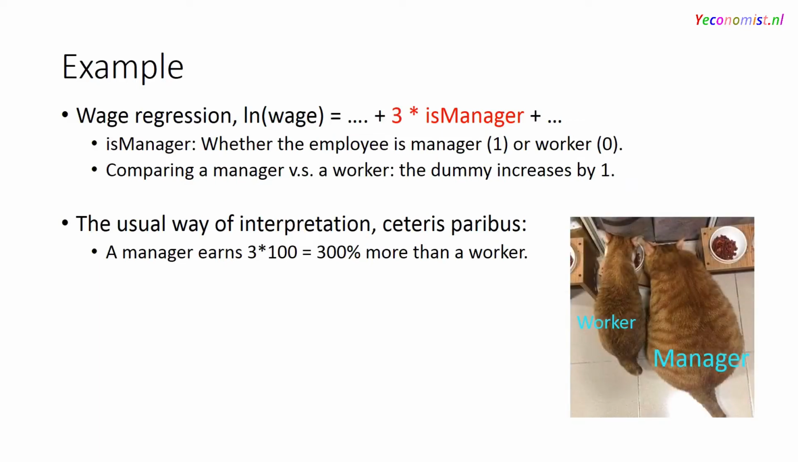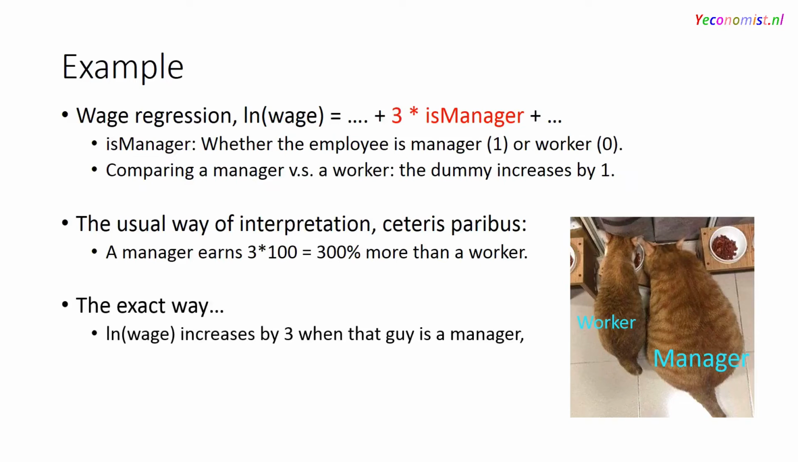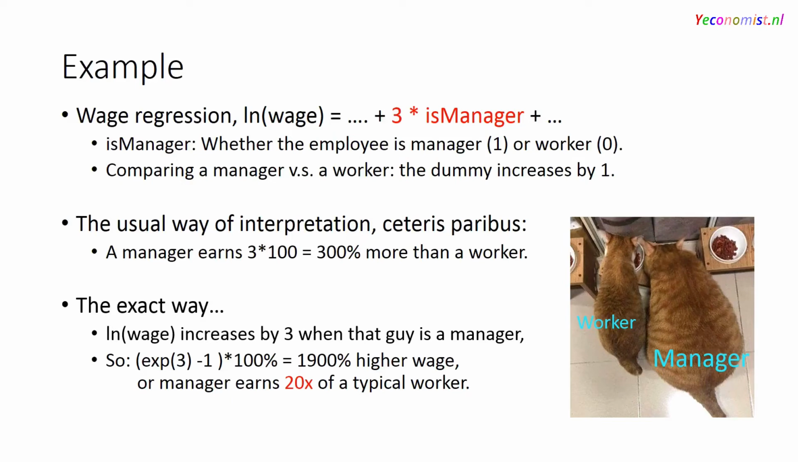But actually it is very naive if you compare the manager with that fat cat. Recall that we need the change to be small in order to use the approximation, the usual way of interpretation. There's no consensus on what is the threshold, but typically if it is larger than 0.4, 0.5, then I would be personally alerted. And 3 is definitely a huge change that will make a big difference. So if you take the exact way of interpretation, then turning from a worker into the manager would lead to a 3 increase in the log of the wage. That would give you 1,900% higher wage, or a manager actually earns 20 times compared to a typical worker.